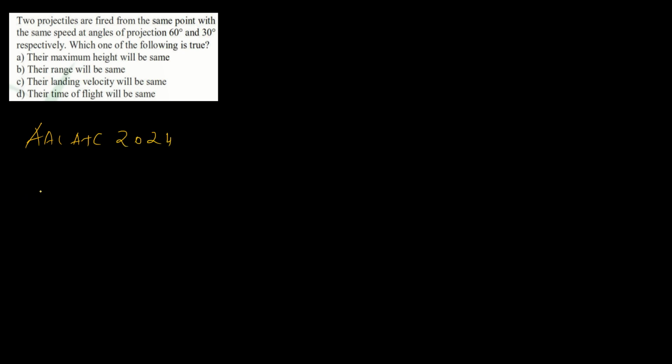Two projectiles are fired from the same point with the same speed at angles of projection 60 degrees and 30 degrees respectively. Which one of the following is true? We have dealt with a similar question like this before as the first question. So I told you that the range of projection will be the same for angles of projection theta 1 and 90 minus theta 1, right? So here theta 1 is 60 and 90 minus theta 1 is 30. So it is imperative that the range will be the same. So the answer is B.